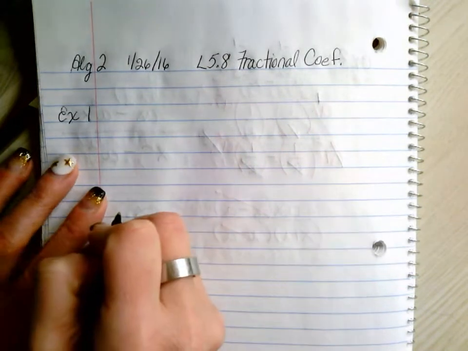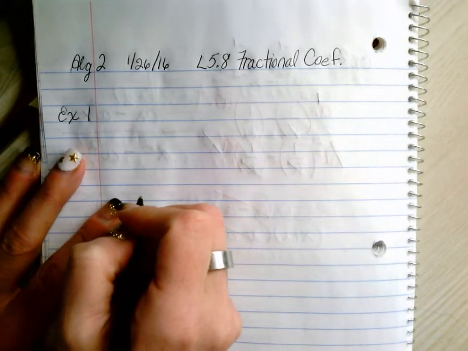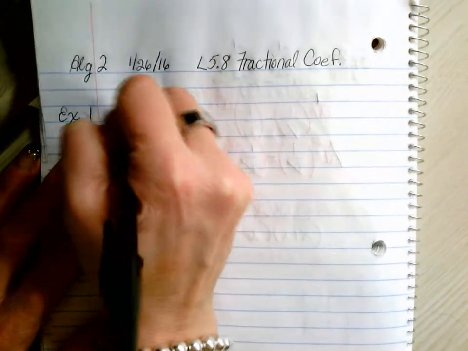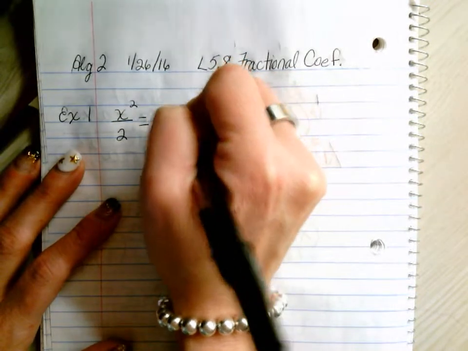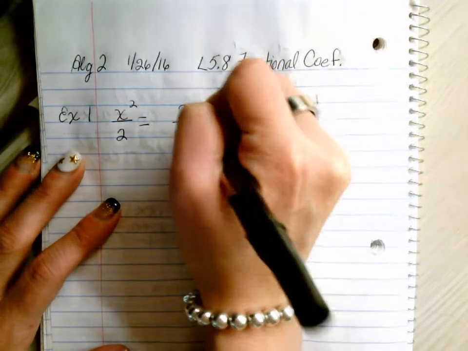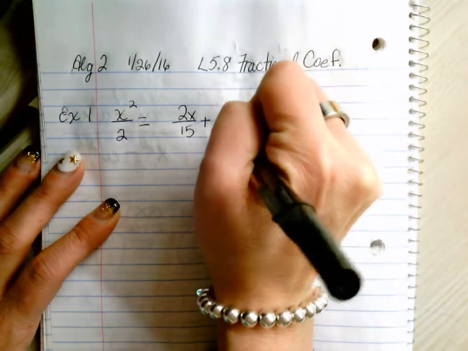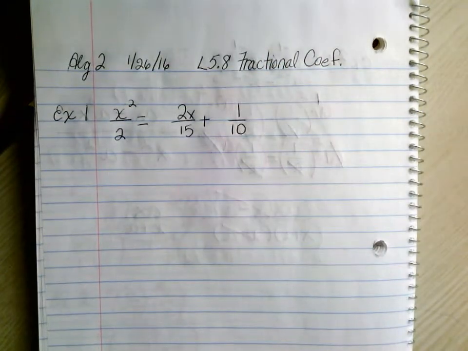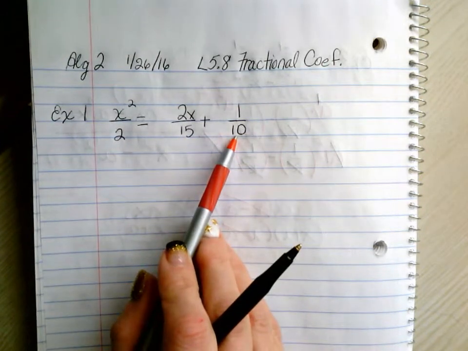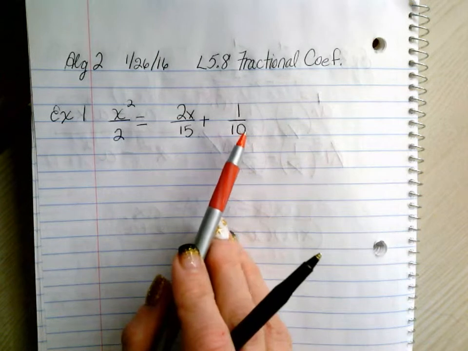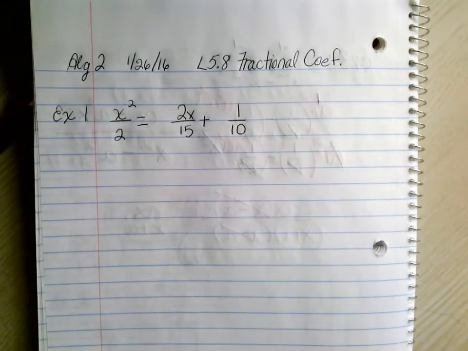If you have a situation like example 1, it's x squared over 2 is equal to 2x over 15 plus 1 over 10. If you notice, I left a little bit of a space in front of each one, and there's a reason why I did that. Like yesterday's lesson, the easiest way to deal with these is to knock out the fractions. Not necessarily convert them all to the same thing and then add and subtract, but to simply clear the fractions. That's what it's called in the pre-algebra book.